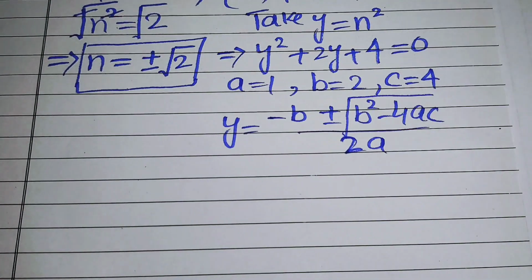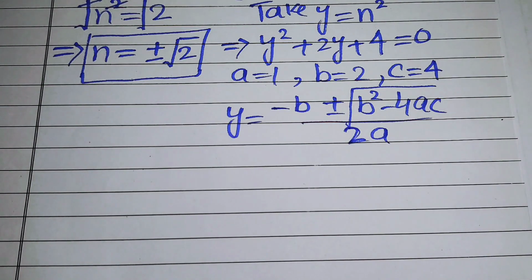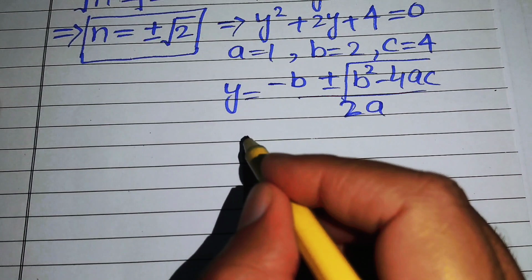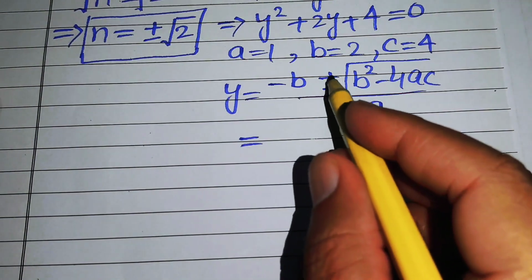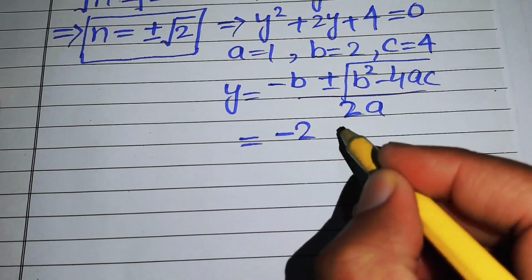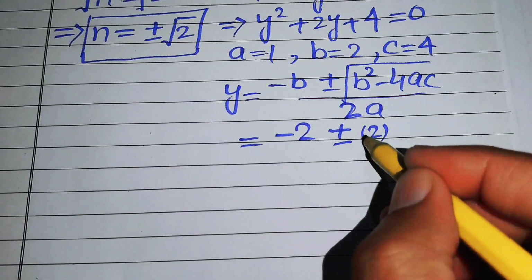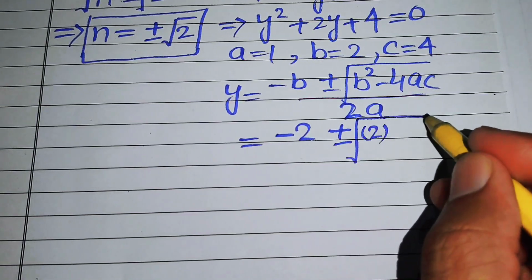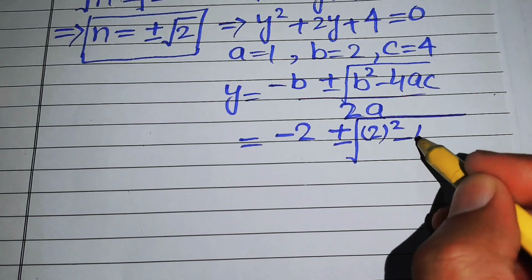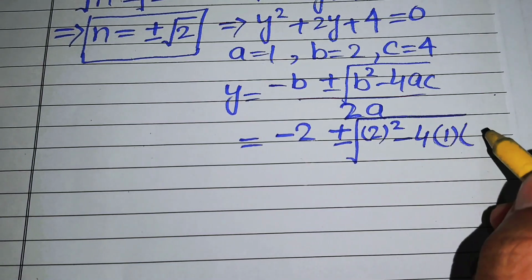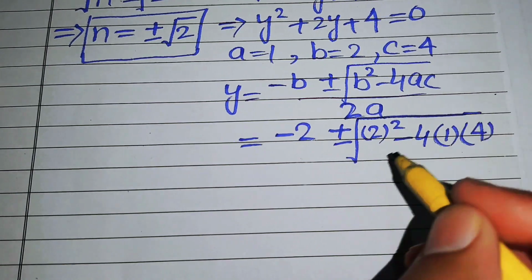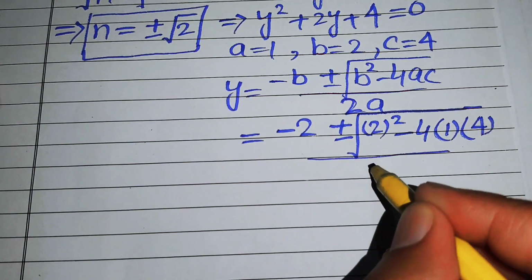So now we put all the values of a, b and c in this nice formula, and we get our desired results. Here we have the value of b is 2, and we get minus 2 plus minus the square root of 2 squared, minus 4 times a is 1 and c is 4, and this whole over 2.